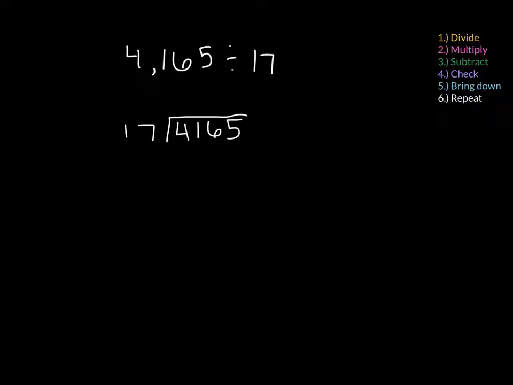First one is to divide. Since we have a 2-digit divisor, we'll stick at the first 2 digits in our dividend. And 41 is bigger than 17, so let's go ahead and divide. 17 is close to 20. So we know 20 goes into 41 about 2 times. And then we multiply the divisor, which is 17 times 2, and we get 34.